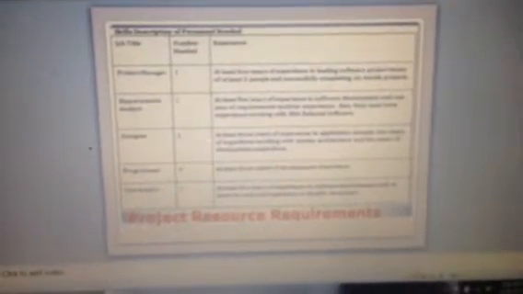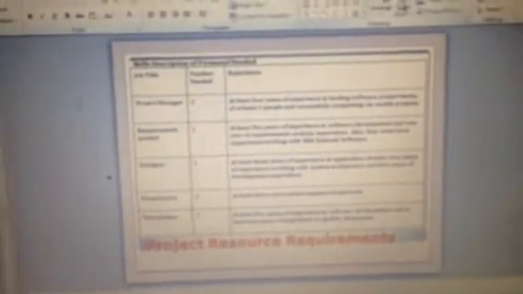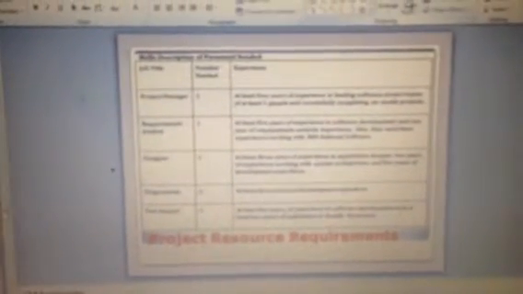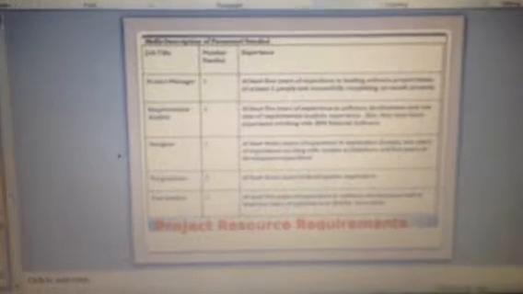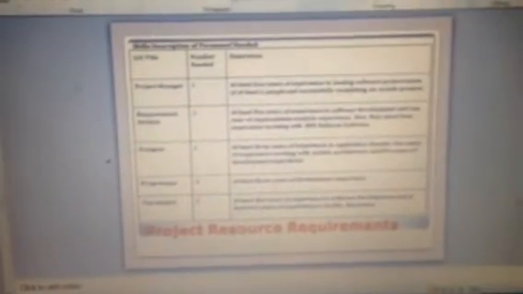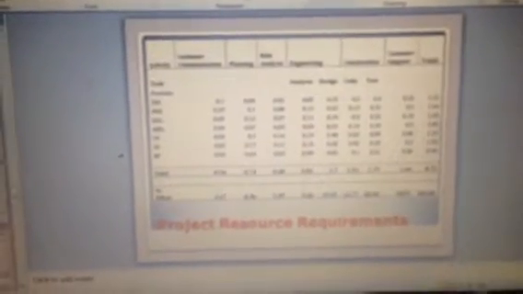And then this chart basically gives a description of what we looked for in the people that compose the project team. For example, the project manager needed to have 4 years of experience in leading software project teams of at least 5 people and successfully completing a 6-month project. So this basically just goes through each role and lists the requirements that were looked for when hiring.